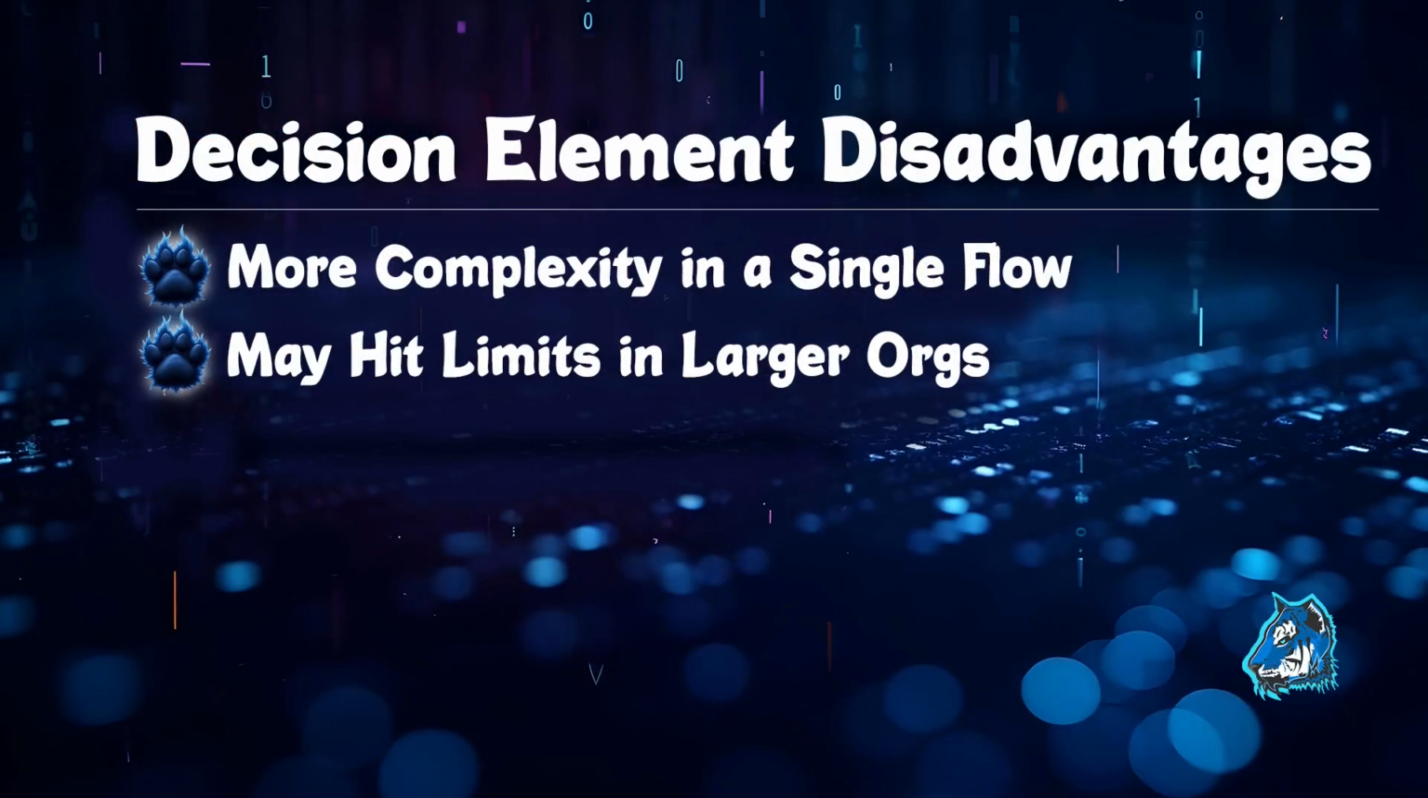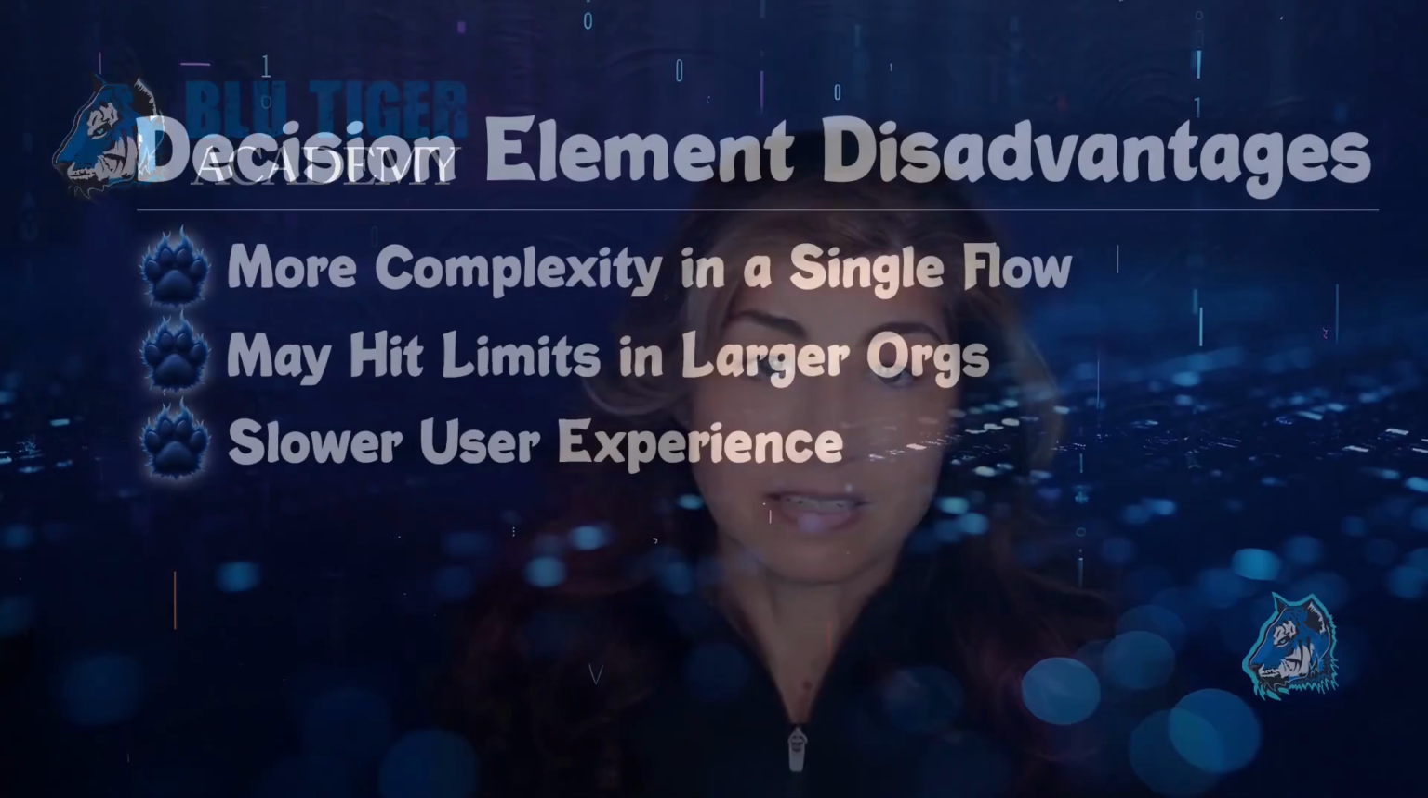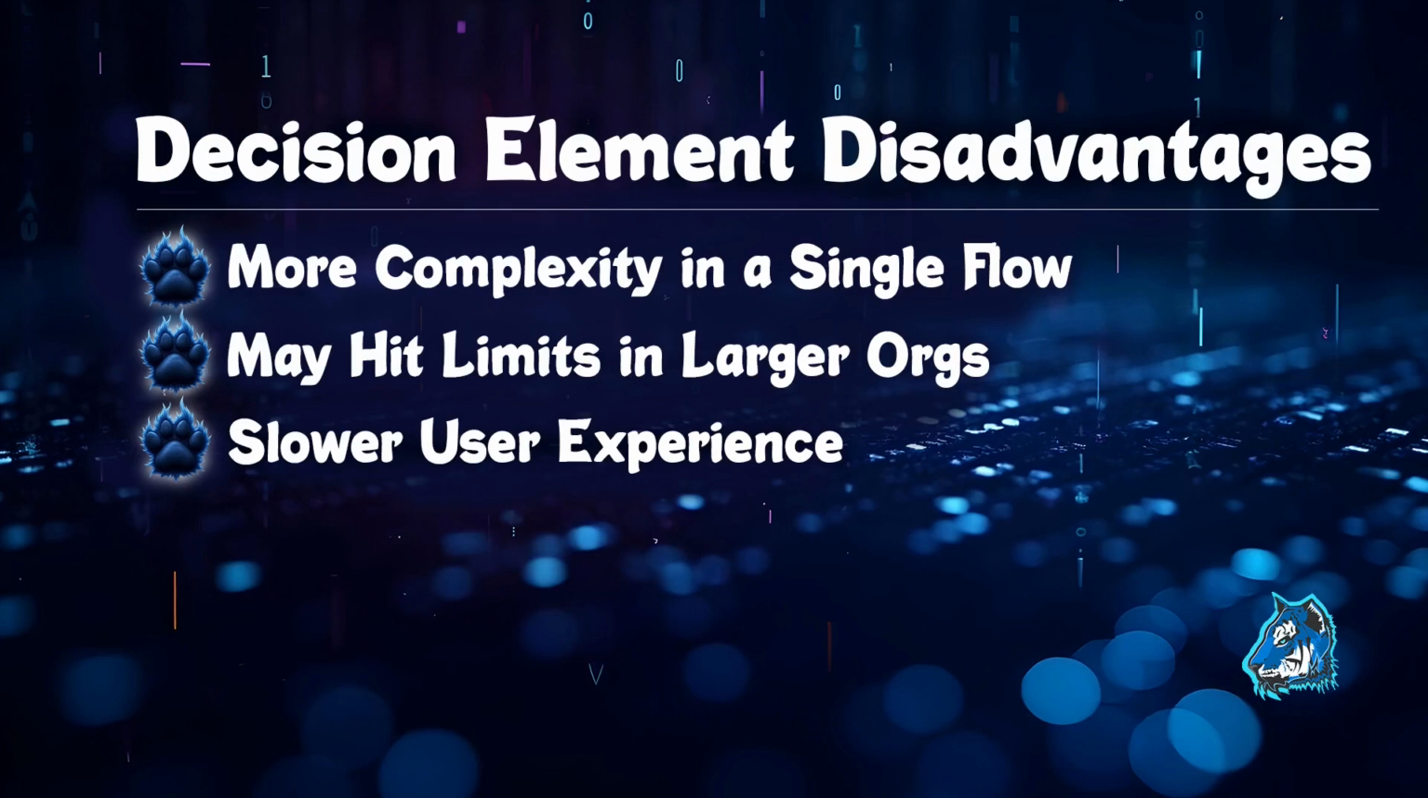If the flow contains too many decisions, too many actions, it may increase the execution time, causing you to run into the dreaded CPU limit error. If unnecessary flow interviews run, they consume these limits quickly, causing flows to fail unexpectedly. This could also result in a slower user experience. Every flow execution adds processing time, which impacts the speed of the transaction for the user.